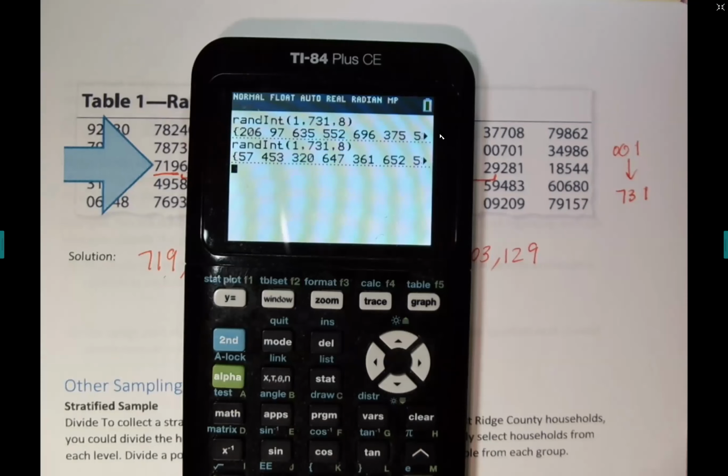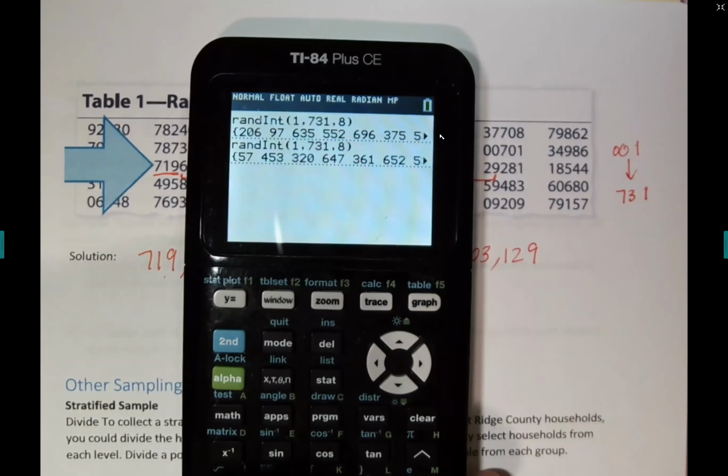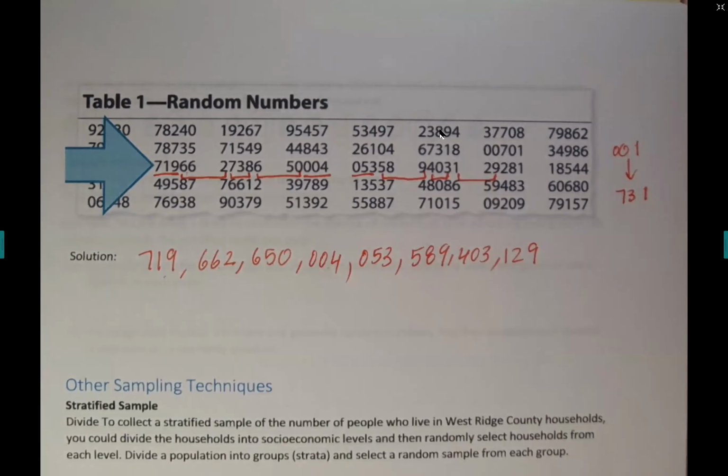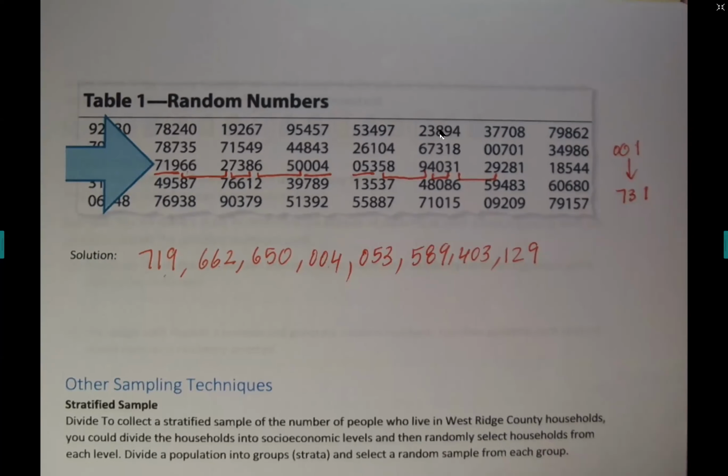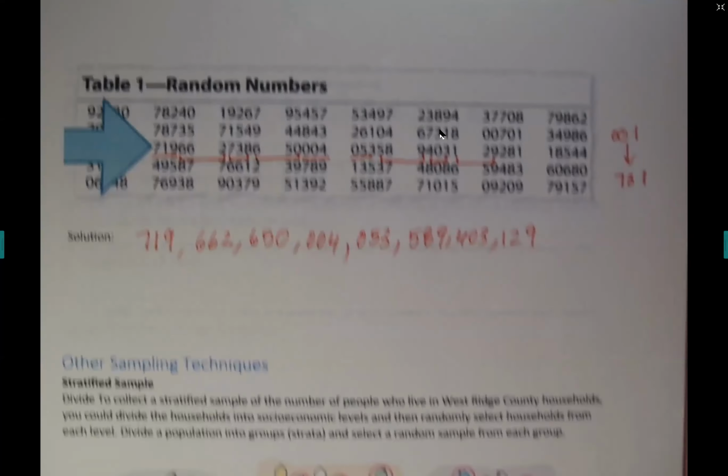So if you want to play the lottery, guys, and you want to pick numbers before you go, you can have your calculator pick them for you. You will learn in chapter 3 how to do this. So, all right. Other sampling techniques. There are 4 more sampling techniques.